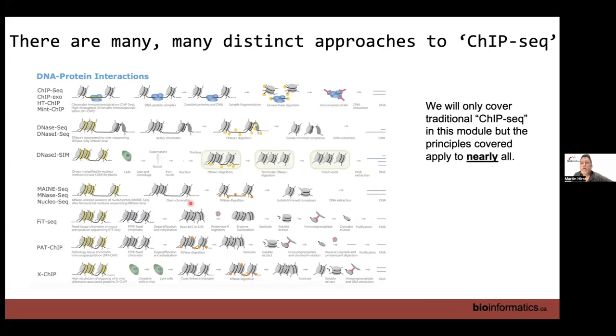All of these workflows, or the data sets that emerge from these workflows, or the FASTQ files, as we'll talk about, can be processed using the workflows that we'll talk about over the next few days. But I will be talking in depth about traditional ChIP-seq. So I'm not going to be talking about indexed strategies, Mint-ChIP, et cetera. But just remember that those data sets can also be processed using the same workflows.